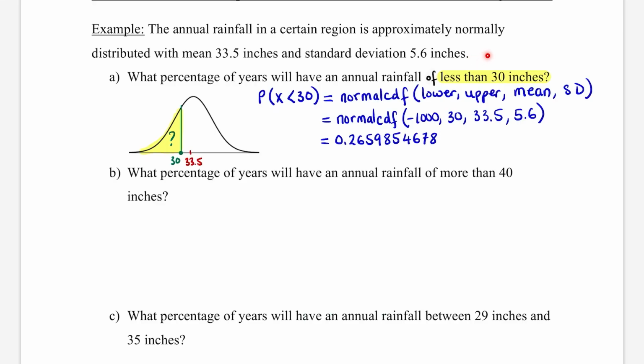They didn't give us any rounding instructions, so just round it to 4 decimal places. But again, in your homework, please read the instruction. This digit is 8, so I round up to 0.2660. And the question is asking for percentage. I'll convert this decimal to a percent, and that is 26.60%.